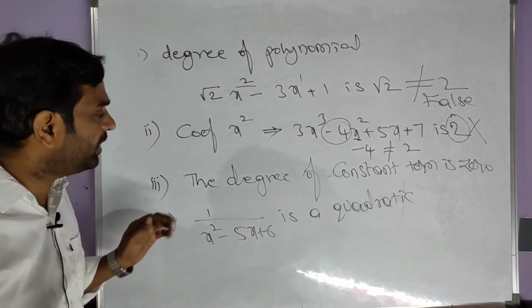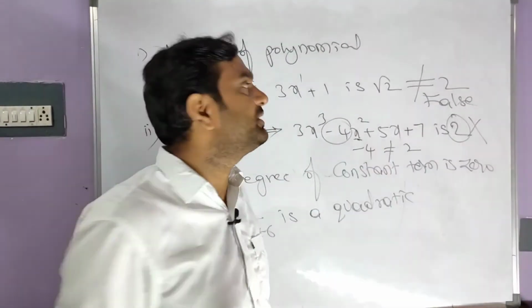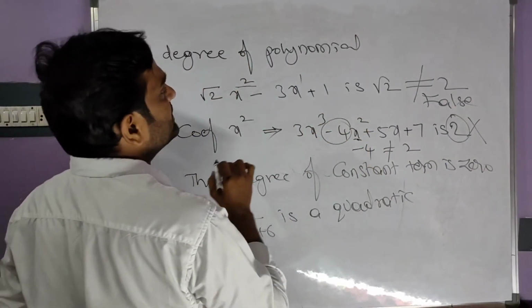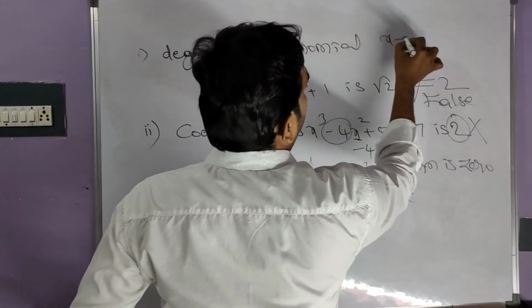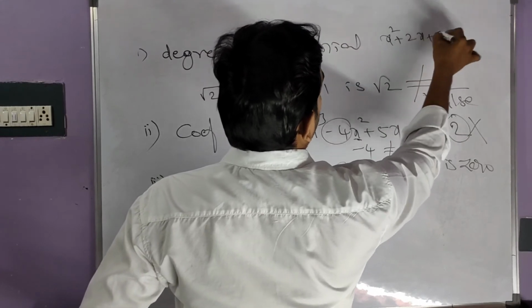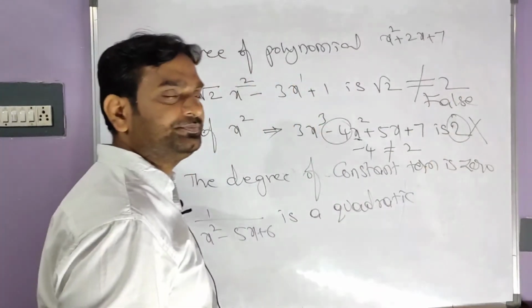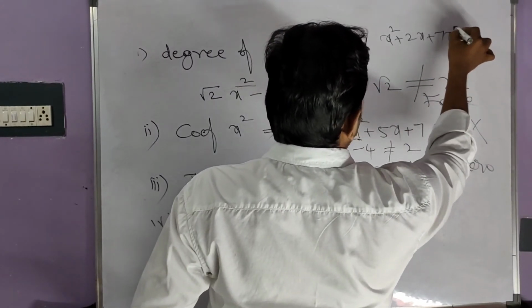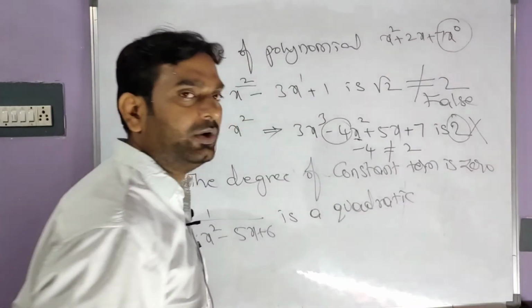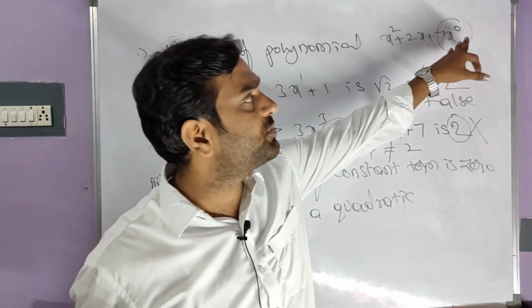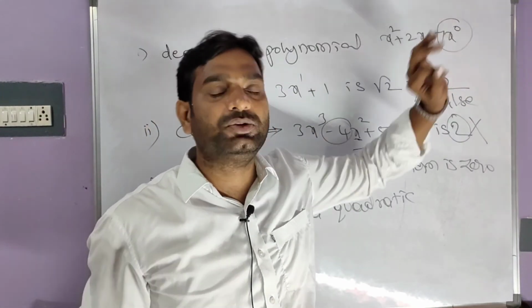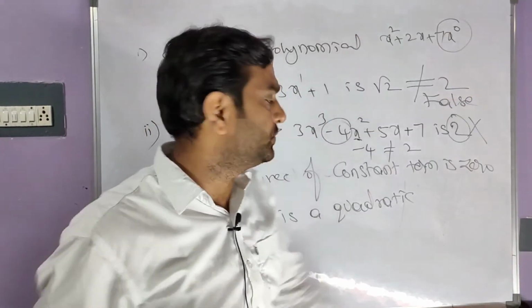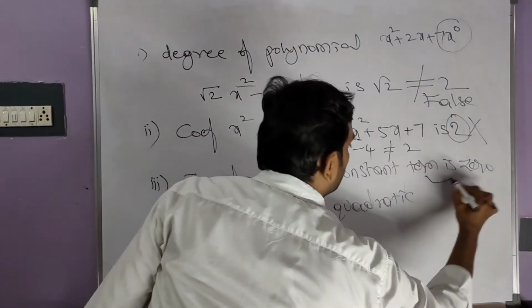And next, coming to the third one. The degree of a constant term is 0. Listen, the degree of a constant term. Take any polynomial x square plus 2x plus 7. Here the constant term is 7. The degree of this constant term is always 0 only. Why? Because a constant term can also be written as times x power 0. What's the degree there? 0. So it's true.